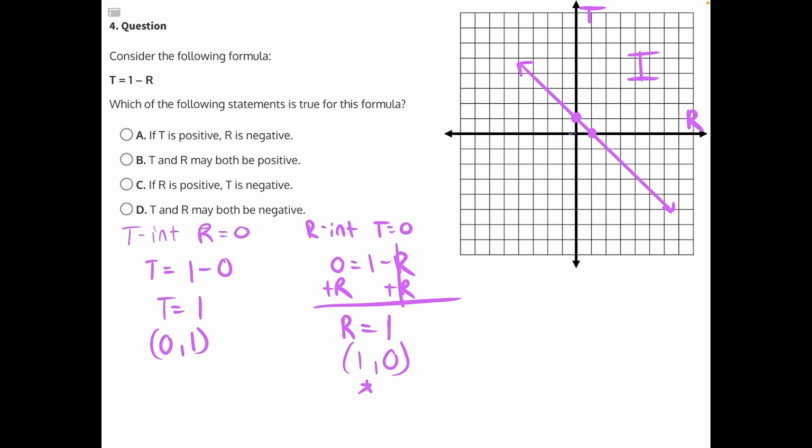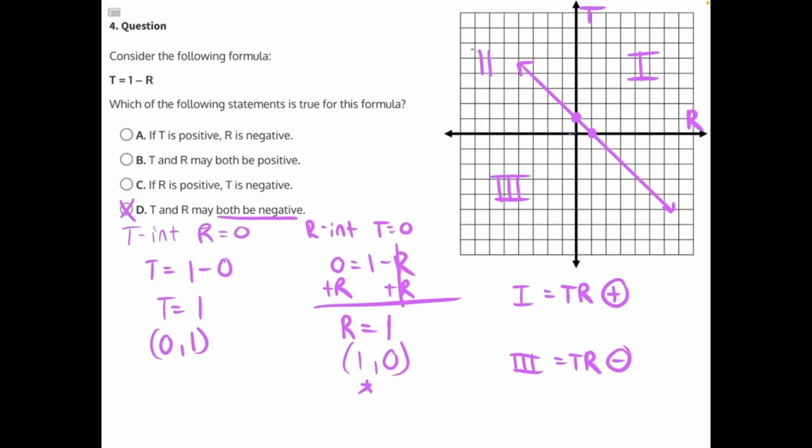Let's start with quadrant 1 and quadrant 3. Quadrant 1 is when t and r are both positive. And quadrant 3 is the opposite, where t and r are both negative. Now before we move on to the rest of our quadrants, notice that there are no values for the graph in quadrant 3, meaning whatever answer is referring to quadrant 3 is incorrect. And that would be answer choice D, saying that they are both negative.